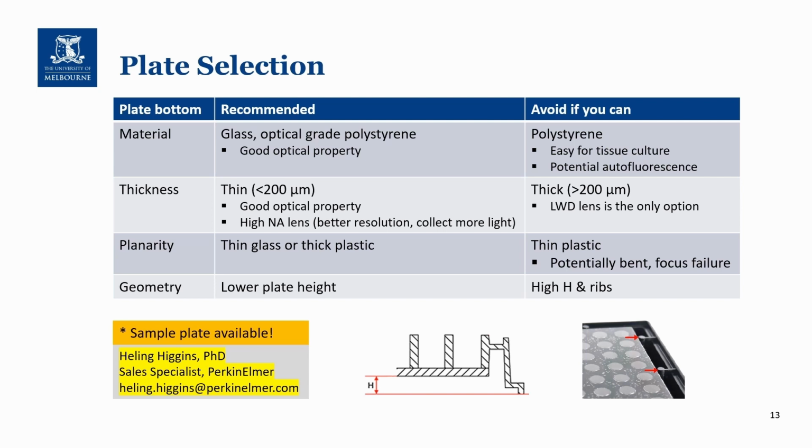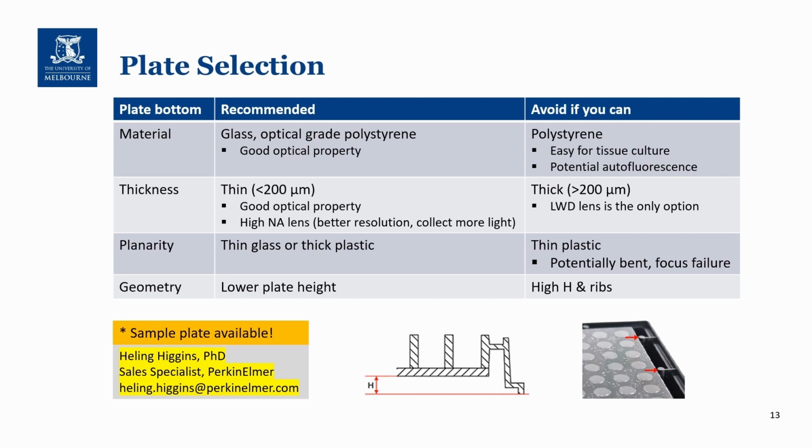Finally, you should consider the geometry of your plate. A lower plate bottom is preferred as it allows the objective to get closer to your sample. Here you can see in this diagram the plate height is marked with the H. Avoid, if you can, plates that have a high bottom height and these ribs, as they can restrict imaging positions.